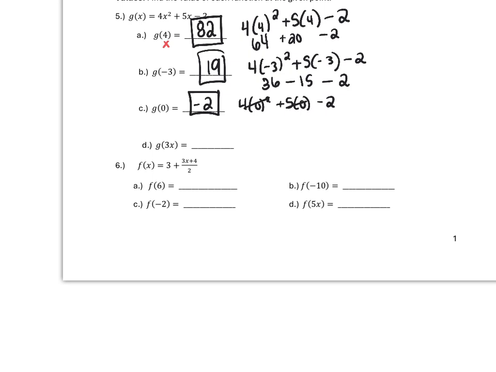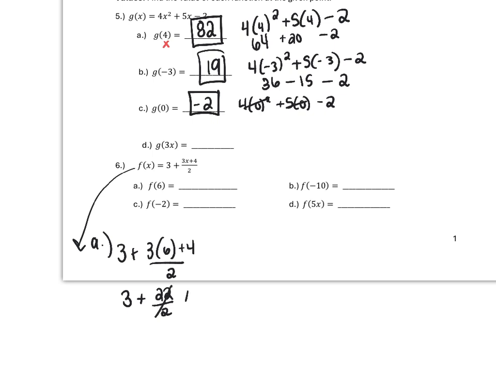So now we're going to plug in, for letter A, we'll plug in 6 for x. I'm going to go down here. 3 plus 3 times 6 plus 4 over 2. 18, 19, 20, 21, 22. So that simplifies to 11. So 3 plus 11 is 14.